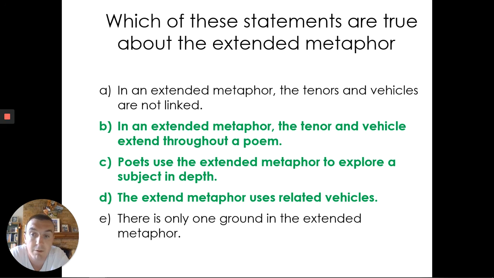So in extended metaphor, tenor and vehicle extend throughout a poem. We said that right at the start. Poets use the extended metaphor to explore a subject in depth, and the extended metaphor uses related vehicles. The vehicles are very similar. So we've got the little bird, and the way that it moved was all quite similar.